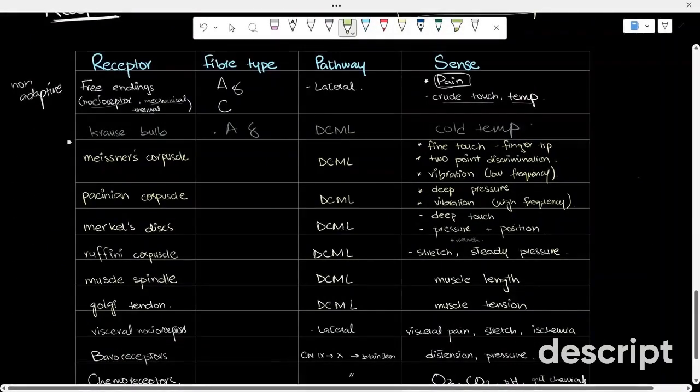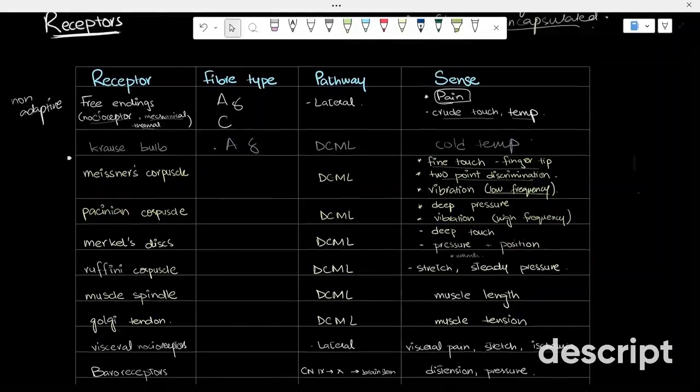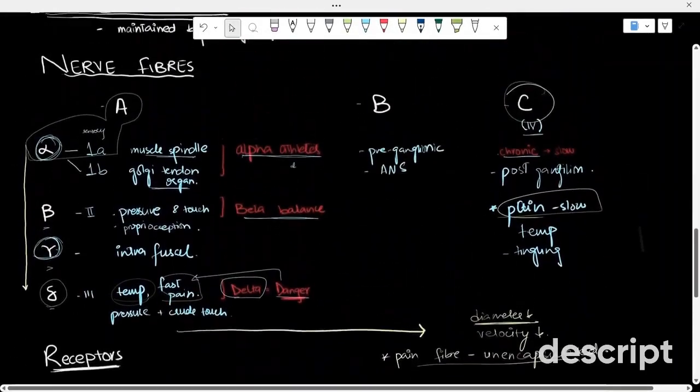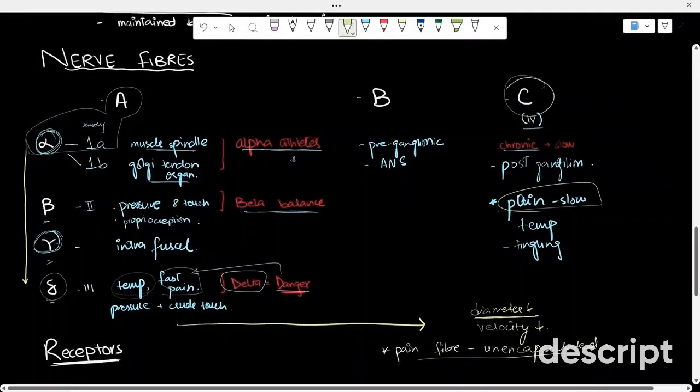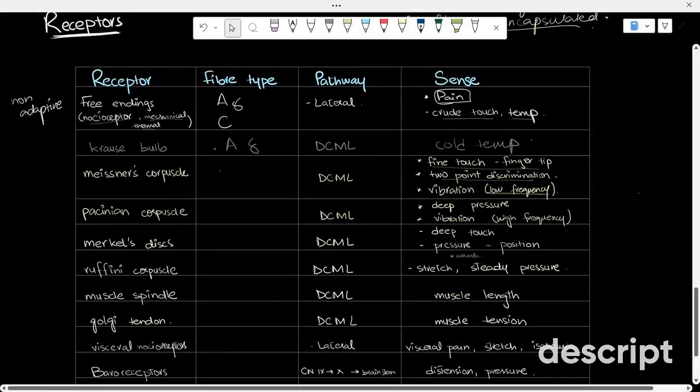Now, Meissner's corpuscle is responsible for fine touch. It is present in fingertips, 2-point discrimination, and low frequency vibration. Keep in mind it's low frequency. Since we're talking about fine touch and vibration and tap pressure, it will be A beta fibers. So the fiber type will be A beta.